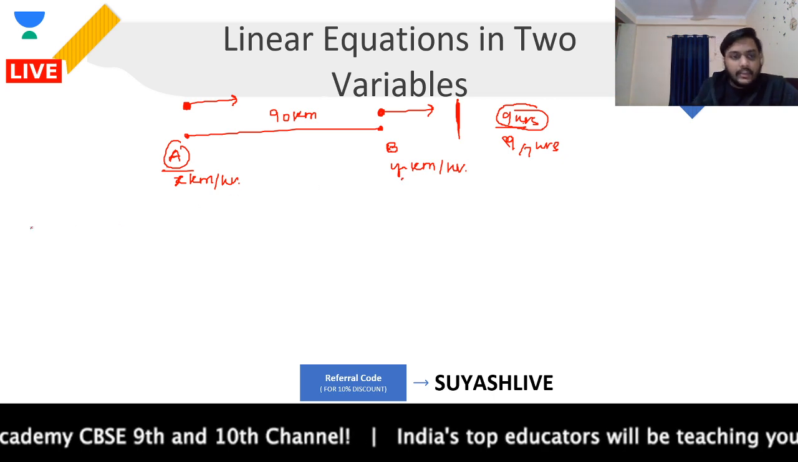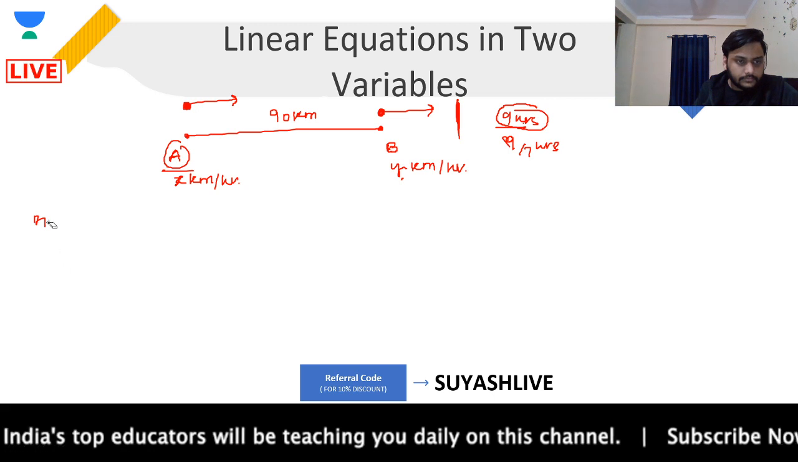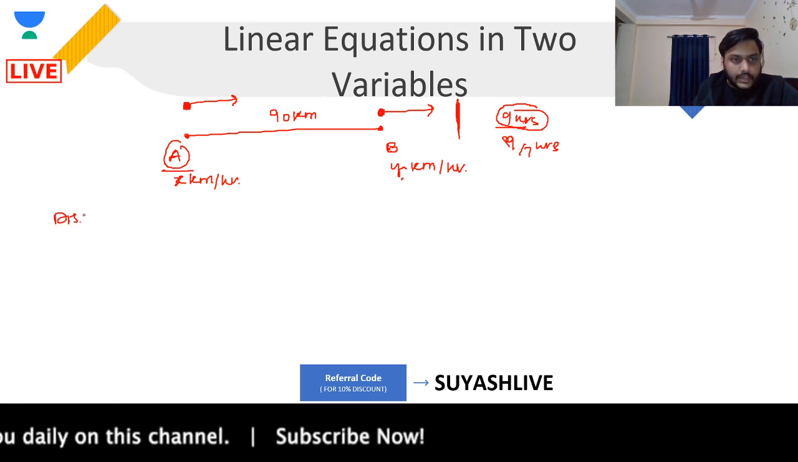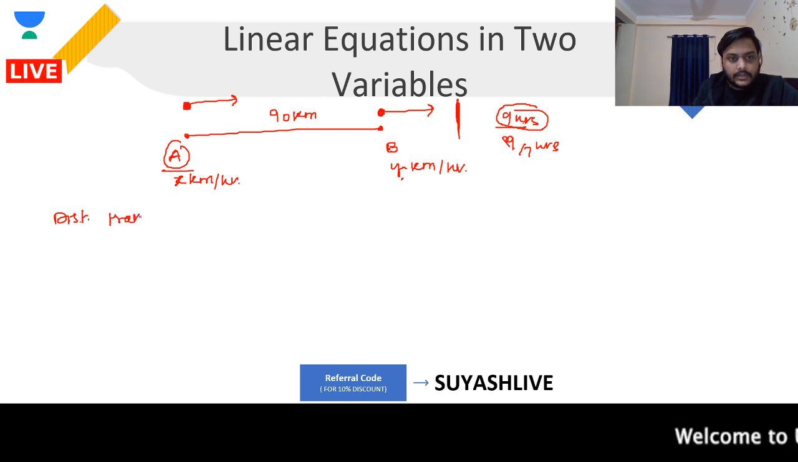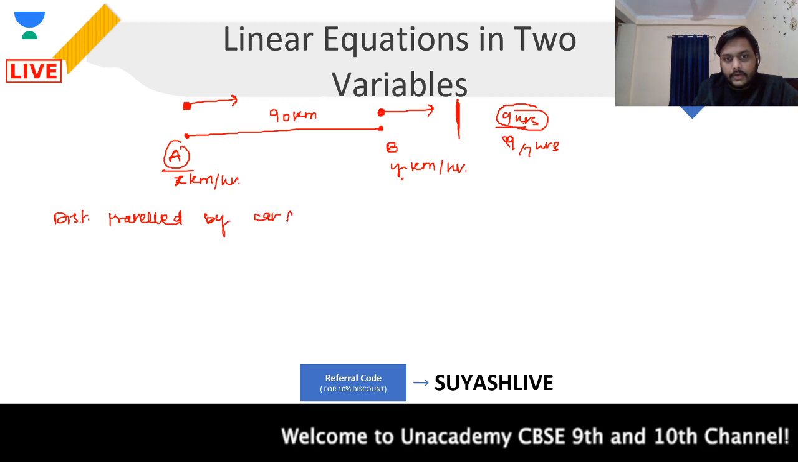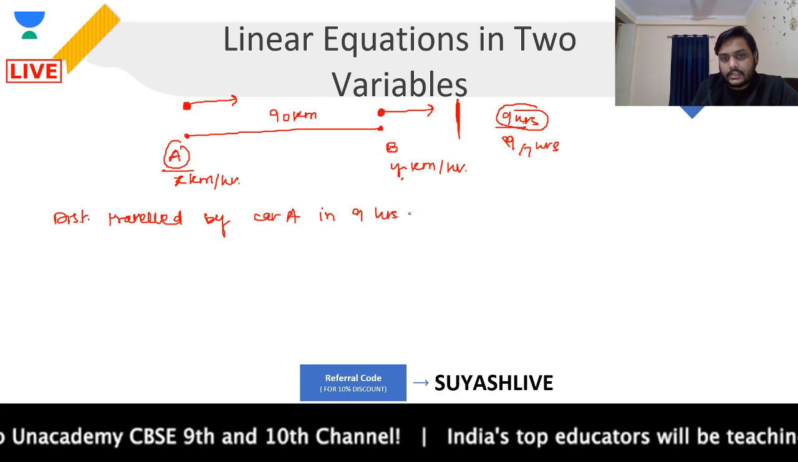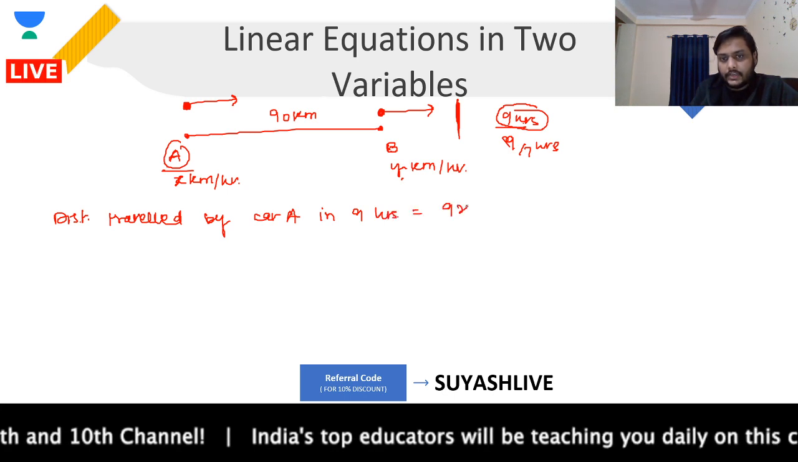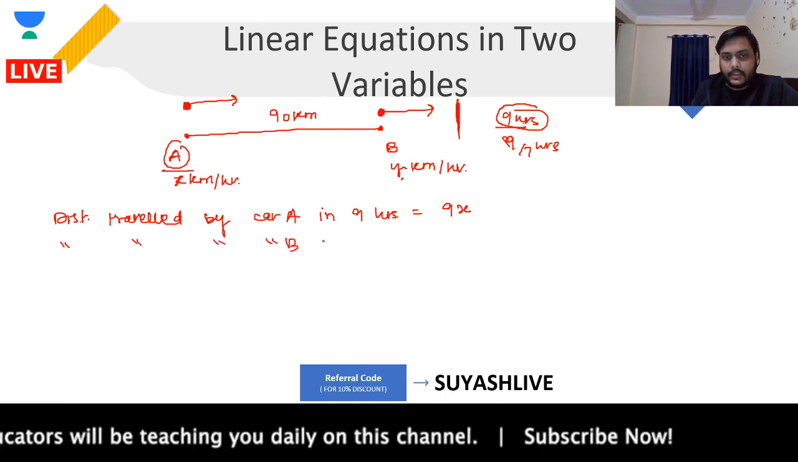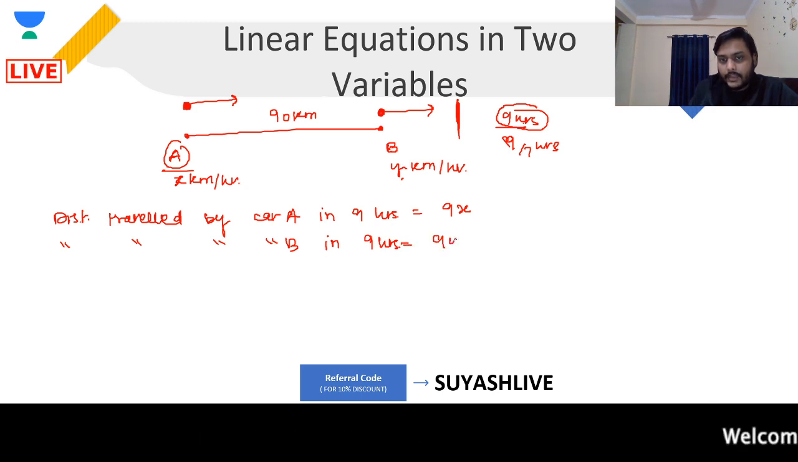So if you see, distance traveled by car A will be what? Distance traveled by car A in 9 hours, with the speed x, will be 9 into x. In the same way, distance traveled by car B in the same time, because both are traveling for the same time, they started at the same time, will be 9 into y.